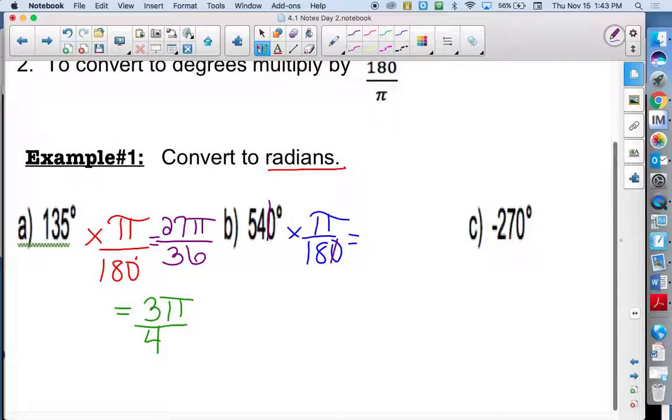Well, what can we divide 54 and 18 by? Chelsea? 18. So if you take 54 divided by 18, it goes in 3 times. So this becomes 3 pi. So 18 times 3 is 54.